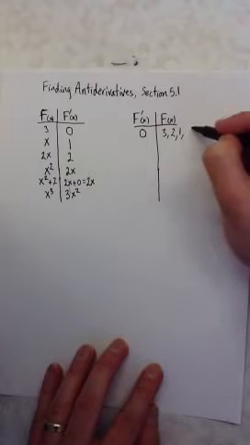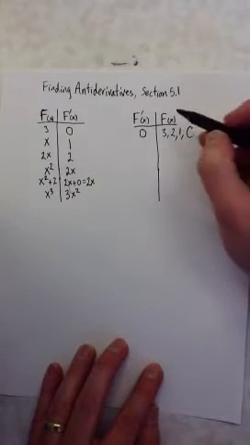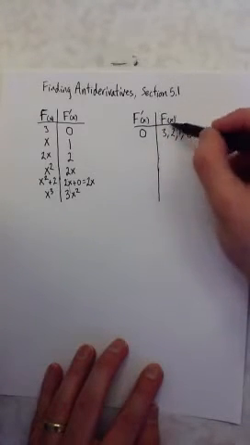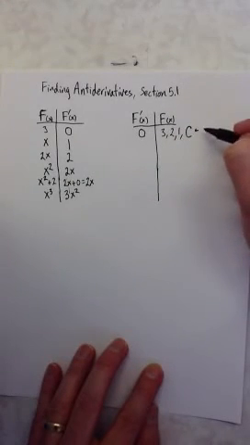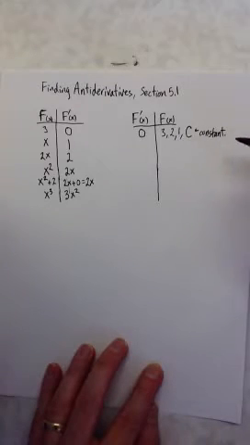And so we'll just say that its antiderivative, the original function, is a constant c. So this c means a constant. Any constant.